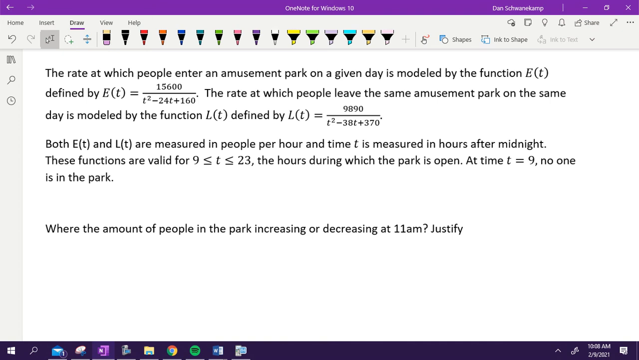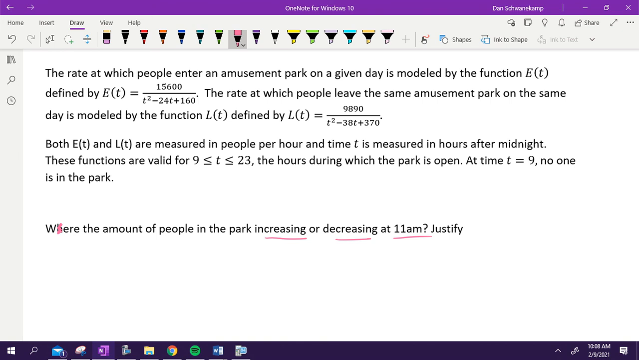I said where. Sorry, I wrote it last question. Were the amount of people in the park increasing or decreasing at 11 a.m.? Just show me, talk with your neighbor here. Just talk for a second. Explain to each other what you would do and how you would find that out. Just have a conversation. Think about that.